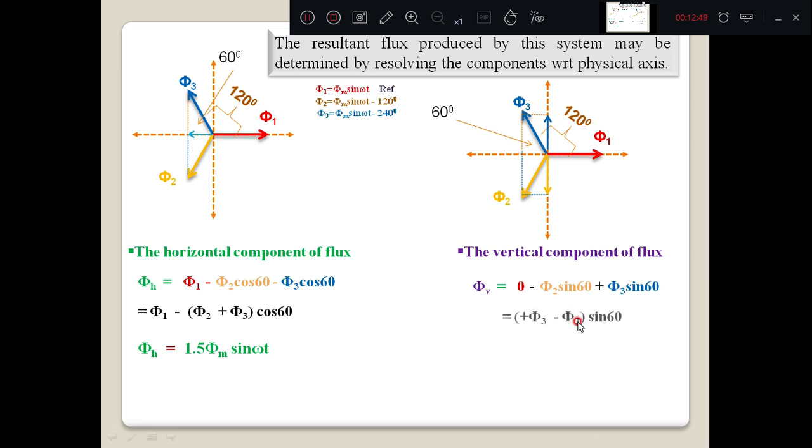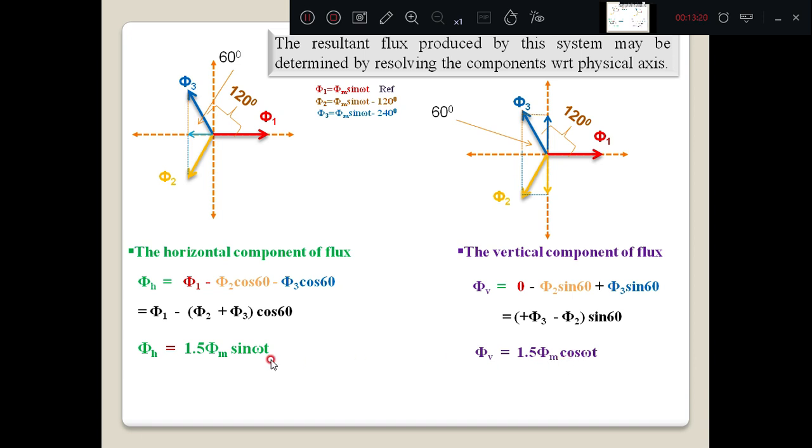Therefore, making it once again, phi 3 sin 60 is common, so it is phi 3 minus phi 2 into sin 60. Once again I am substituting the values of phi 2 and phi 3 in this, applying the sin a minus b rule and simplifying. Then the resultant vertical component I am getting is 1.5 times phi m cos omega t.